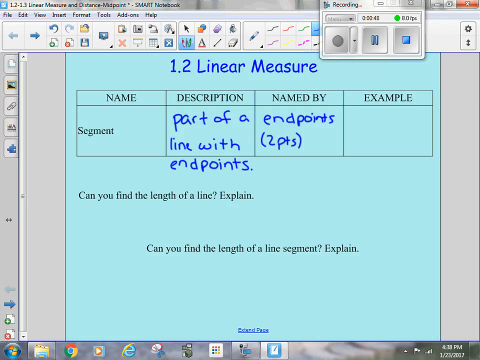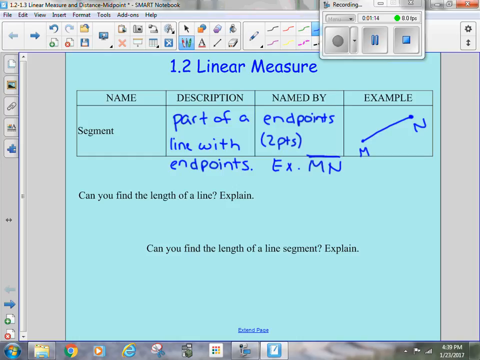So, for example, M, N, and you draw that just with a line across the top. Notice how there are no arrows as there were with our lines. So the way that would look, you have 2 endpoints, M, N, and then you connect those 2 endpoints.